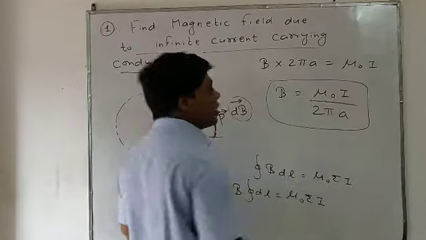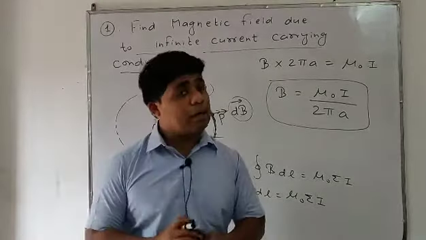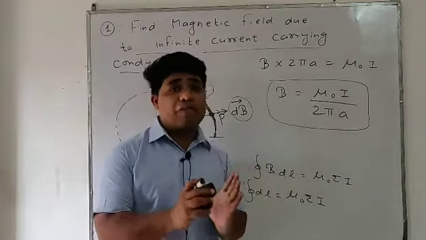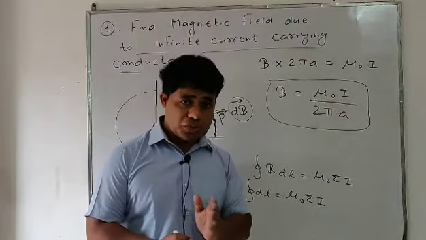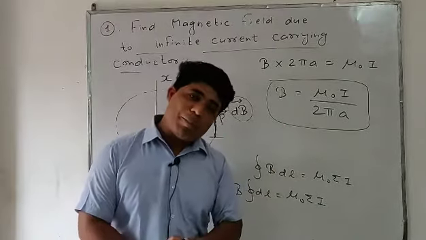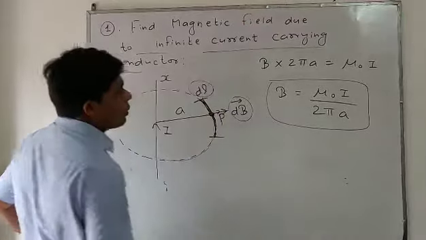So how much magnetic field is generated by an infinite long straight current carrying conductor? That will be mu naught I upon 2 pi a. This is the magnetic field generated by an infinite long straight current carrying conductor, and this was the first application of Ampere circuital law. Okay students, understood?